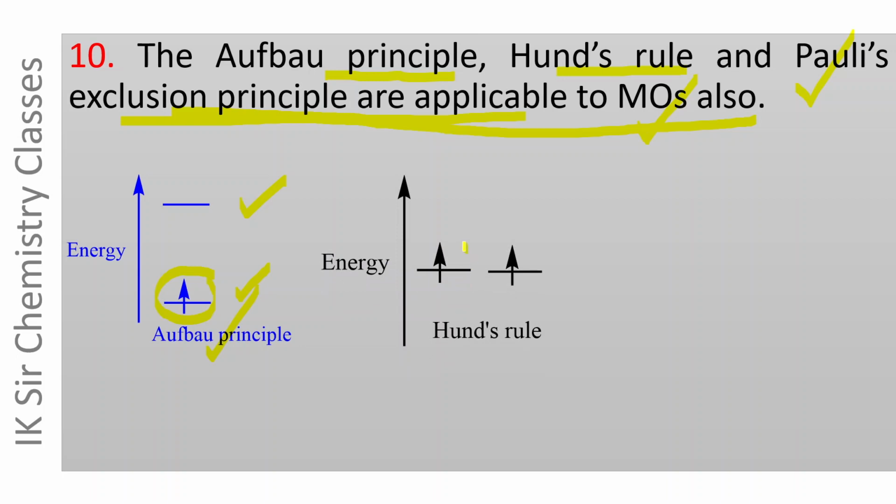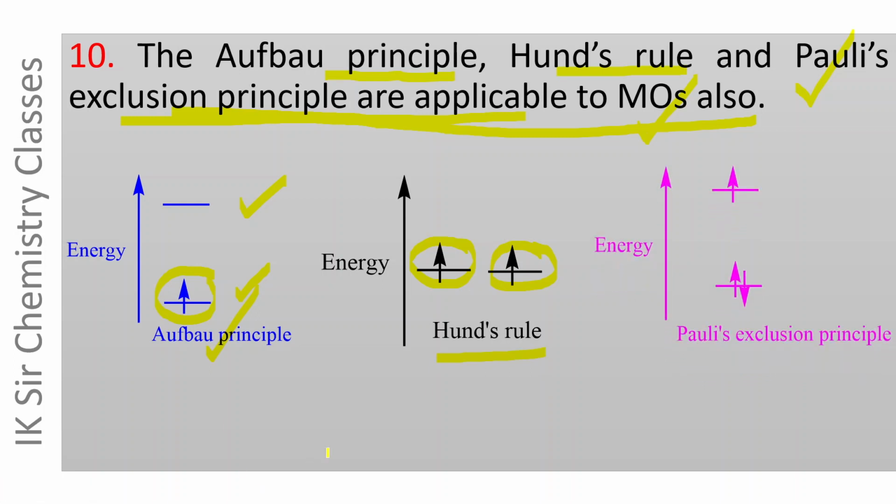If two molecular orbitals are available having the same energy, electrons will fill up one by one, and when both the orbitals are singly occupied, pairing of electrons will start, and it is in accordance with Hund's rule. According to Pauli's exclusion principle, maximum 2 electrons can be accommodated in any orbital, whether it is atomic orbital or molecular orbital.